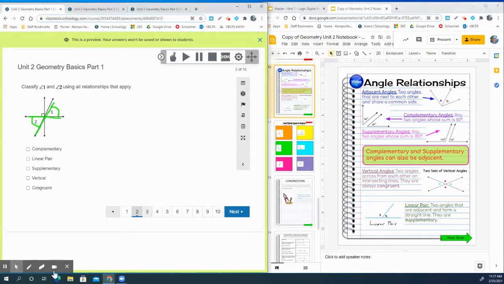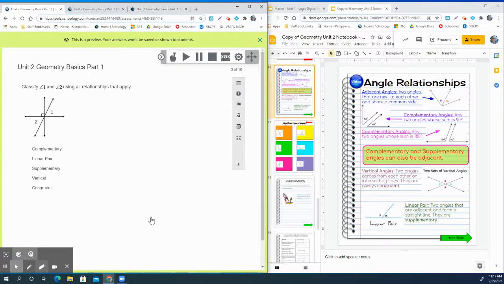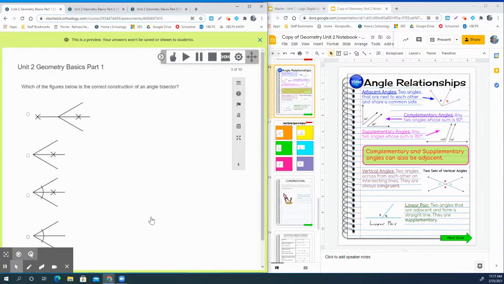Then if we look at question three, what is the essential information we need here? By the way, in that question, in order to get it right, you need both and only both answers. Oh, come on, Schoology. There we go.